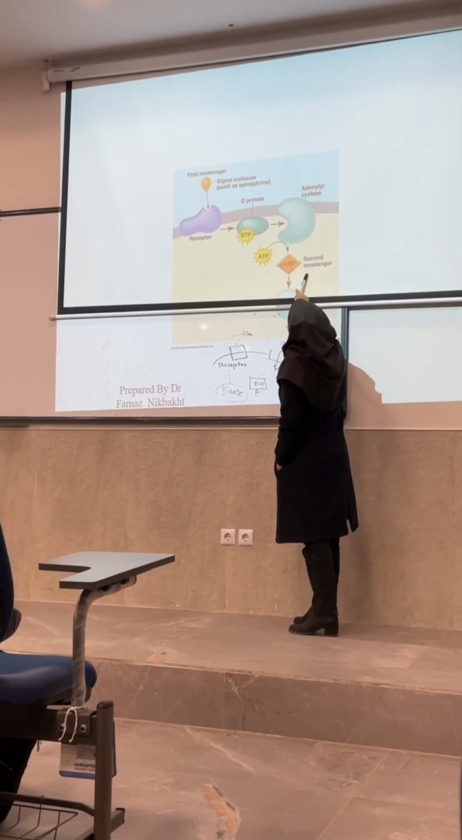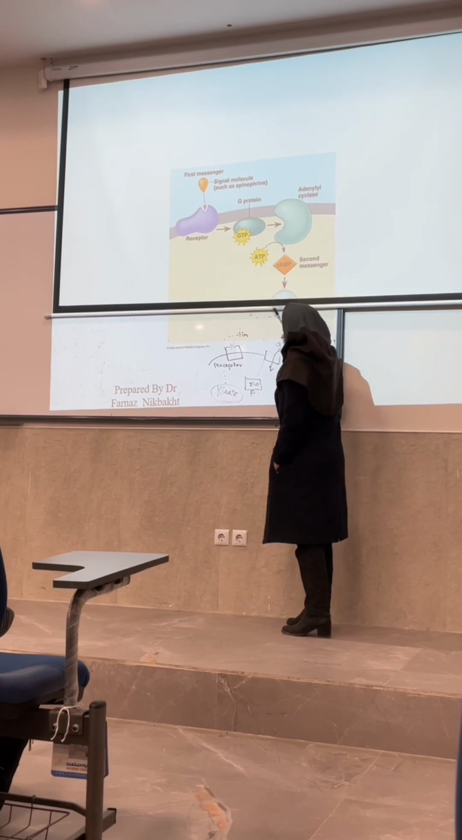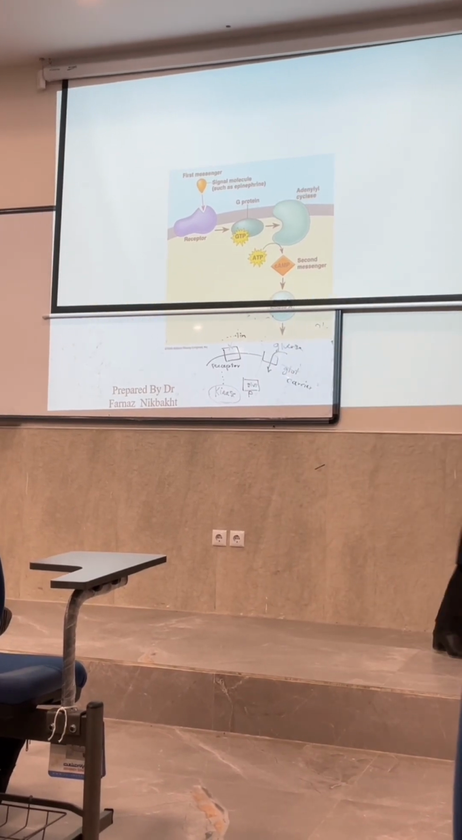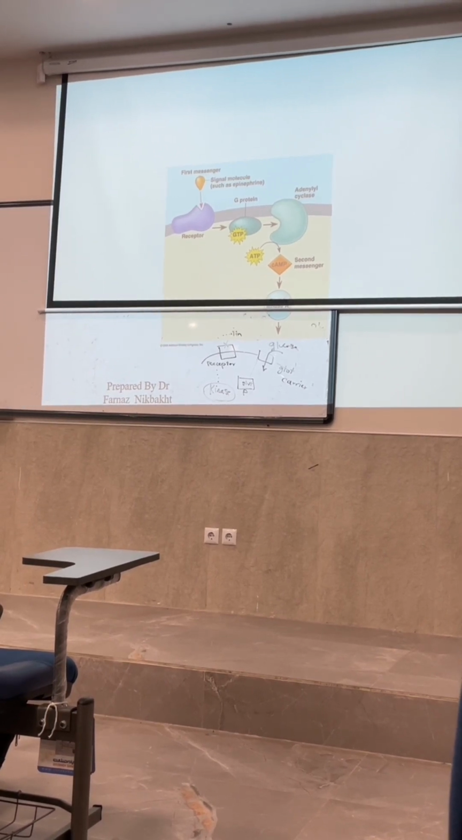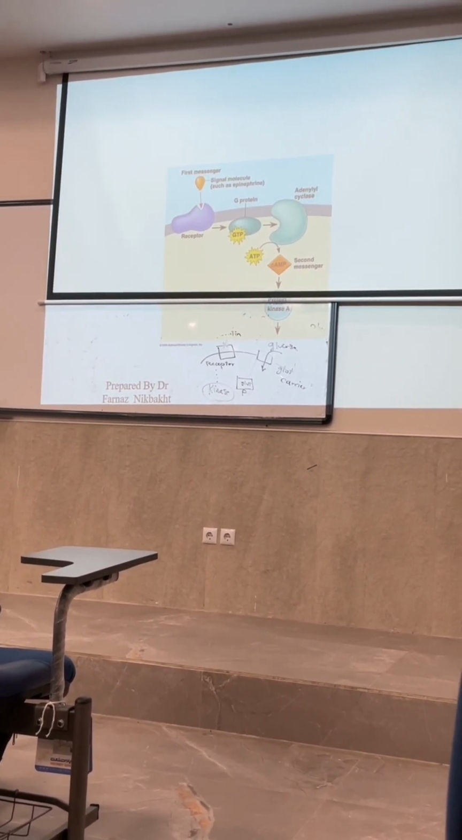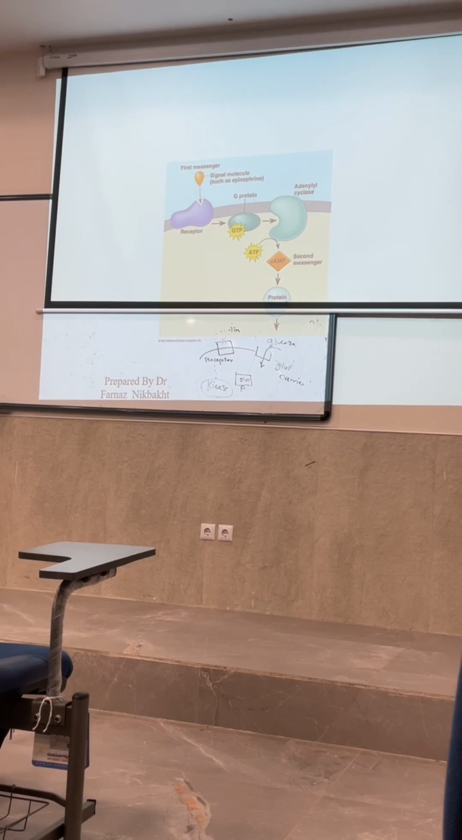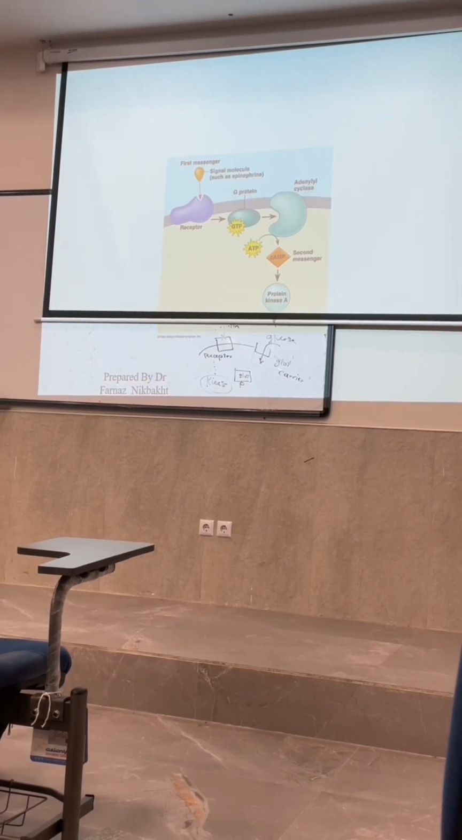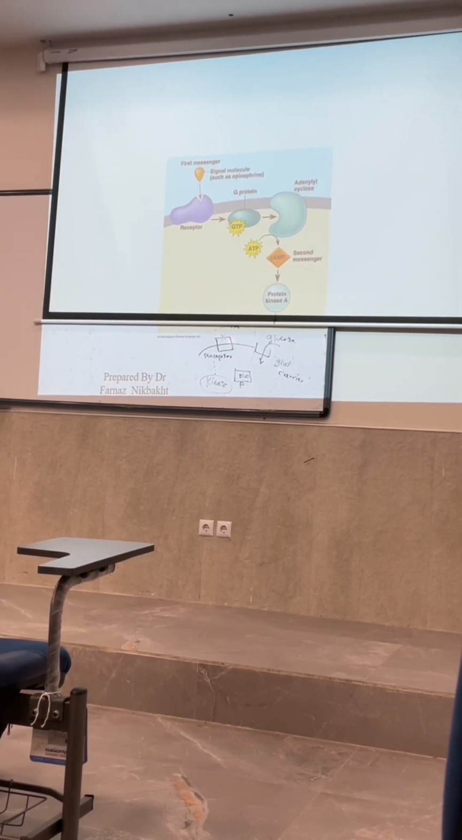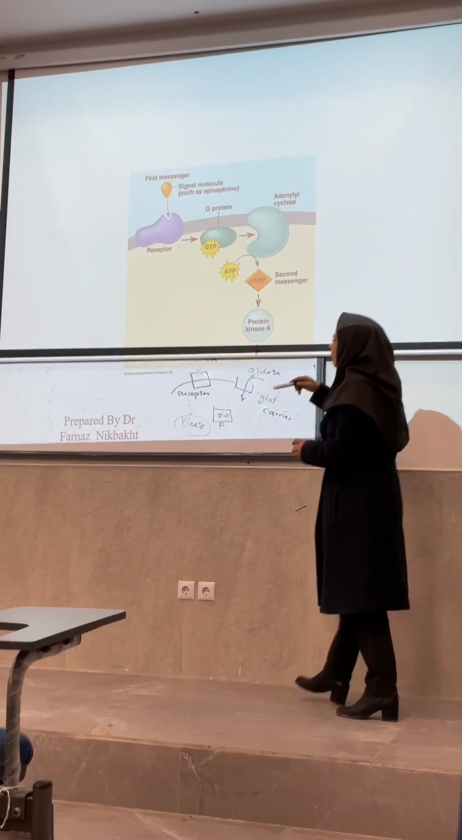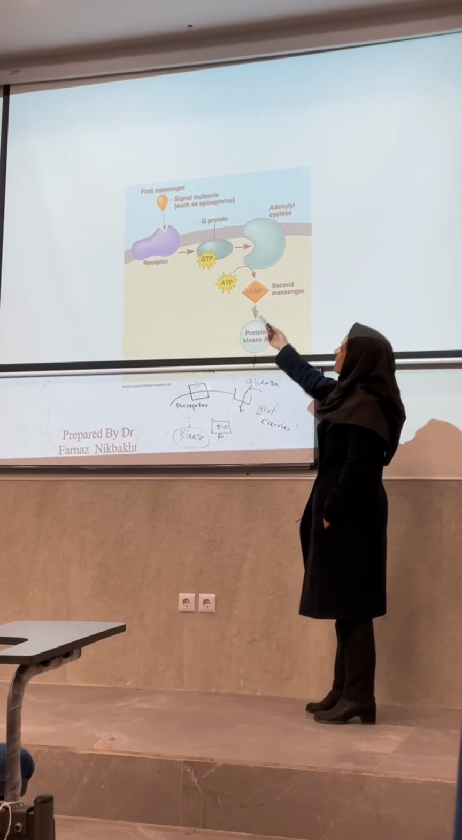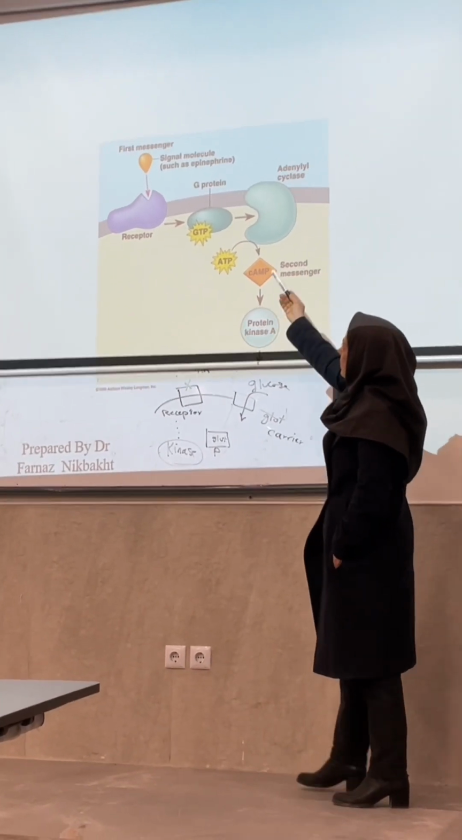This is the most important cell signaling for GTP. It will create cyclic AMP and finally protein kinase A, the kinase here. Normally, most of the cell signaling is related to activation of a kinase. Here we have the activation of kinase A. So this is the most important cell signaling for G protein receptors, which are located on the surface.